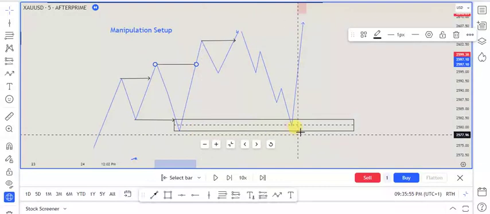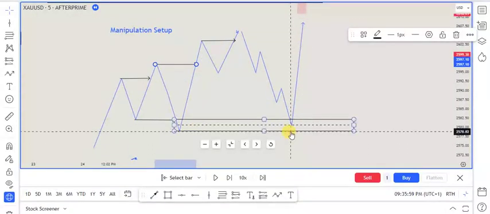So you take your entry, you take your exit. Your stop loss will be 3 pips below this level, that candle. It's safer that way. So that is it for the manipulation setup.